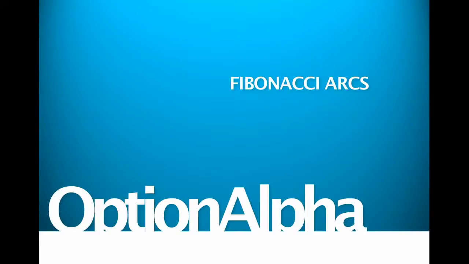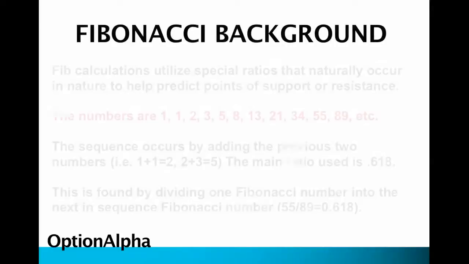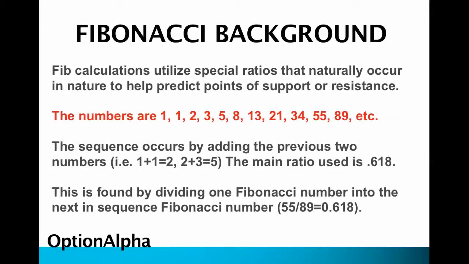This is a little bit of a variation from your general Fibonacci retracement levels, but they still use the same principles. So let's just do a little bit of background as always. Fib calculations utilize a special ratio that naturally occurs in nature to help us predict points of support and resistance going forward.